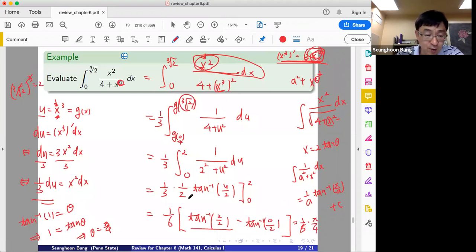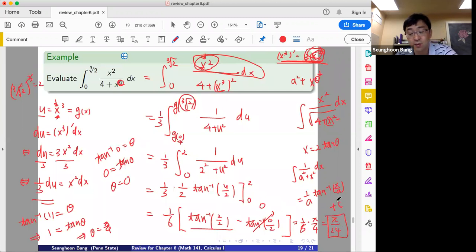What's inverse tangent of 0? Similar. Inverse tangent of 0 equals angle theta. You can use the definition 0 equals tan theta. So angle theta is exactly 0. So this is going to 0. You're right. So the answer is pi over 6 times 4, which is 24. This is the whole idea for solving this problem.